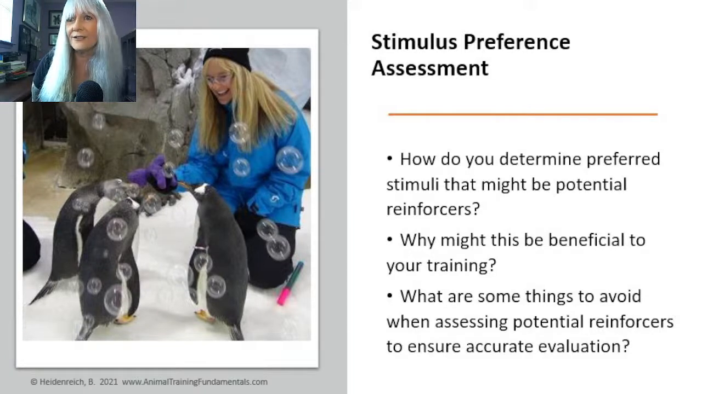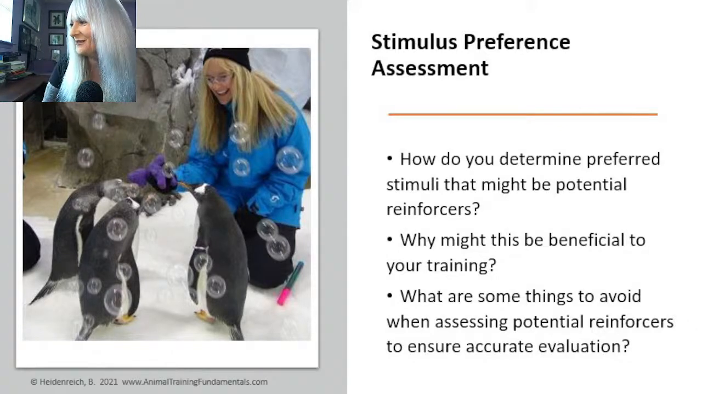So what do you guys do? Do you have some strategies for determining preferred stimuli for your animals, things that you're going to use to potentially reinforce behavior? Any strategies that you're already implementing, and then we're going to go into some strategies that you may not have tried before that hopefully you can consider that might be helpful to you. And you can also talk about why you might consider this beneficial to your training. You know, obviously it's nice just to have a reinforcer, but there are also some other reasons why you might find it beneficial.